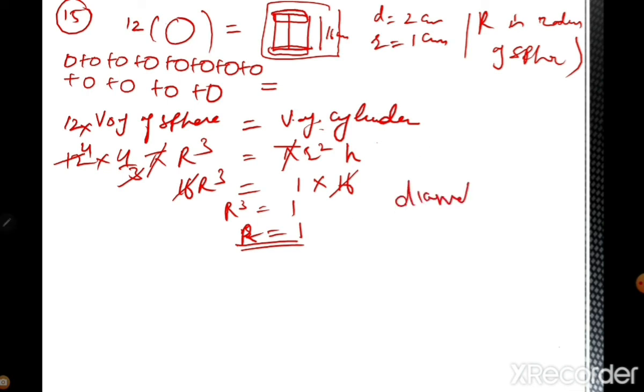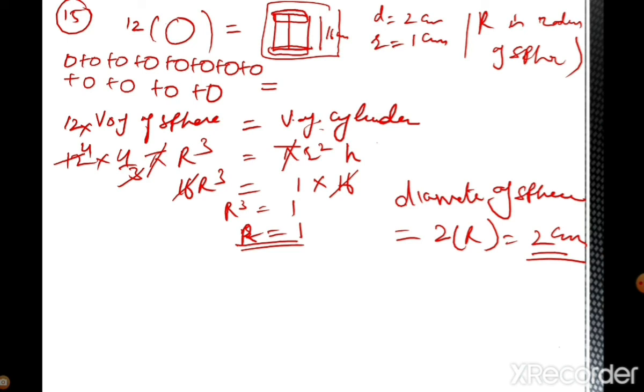Diameter of sphere is what? 2 times the radius, that is 2 centimeter. Got it? So this is your 15th question. Now it is given, the 16th question. Find the probability of getting the doublet in a throw of a pair of dice.